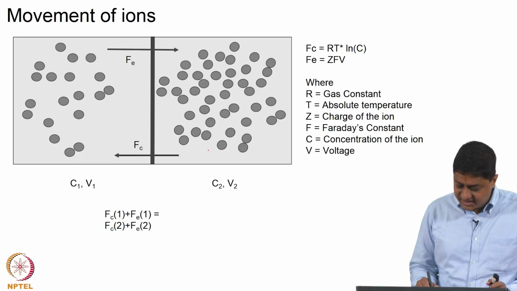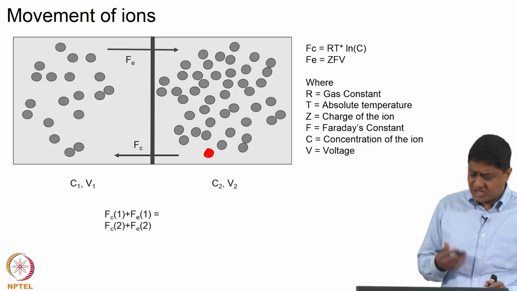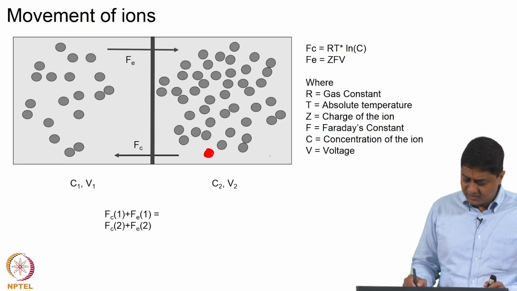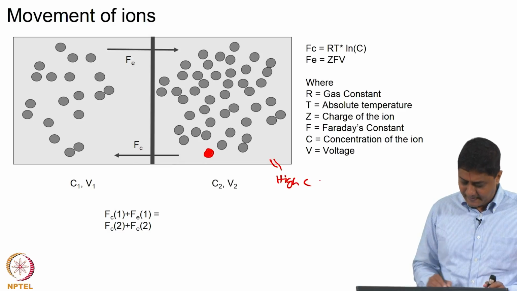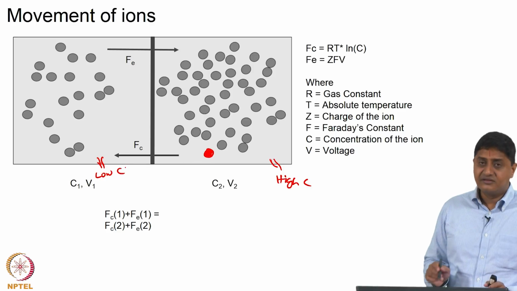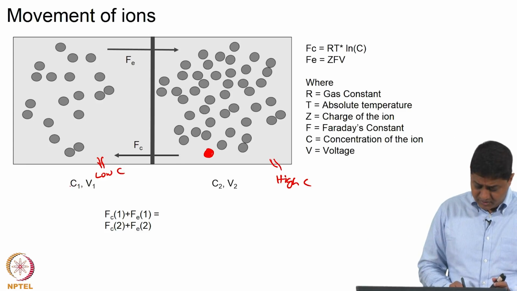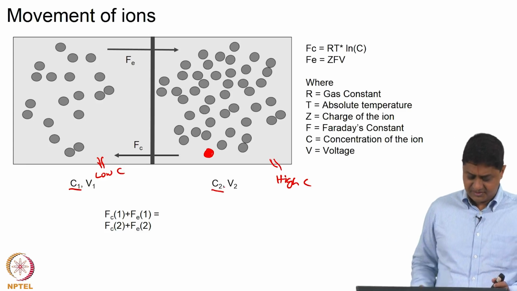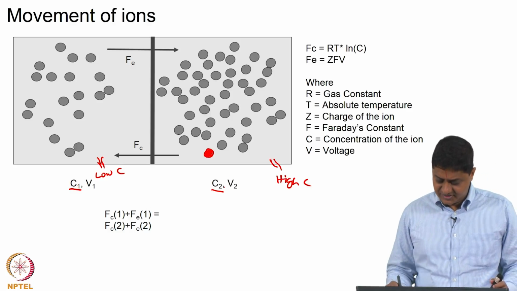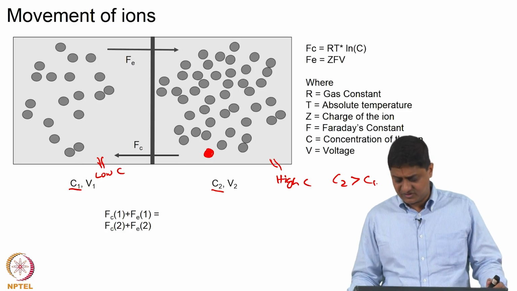Now, let us consider this situation one more time. Suppose there is a greater number of solute particles on one side, and let us assume that these solute particles are charged, these are ions, right. Here, as you see, the right side has a higher concentration and the left side has a lower concentration of this particular solute. Let us assume that we also know the concentrations, C1 and C2. In other words, C2 is greater than C1 is something that we know, but we also know the exact values of C2 and C1. Let us see.